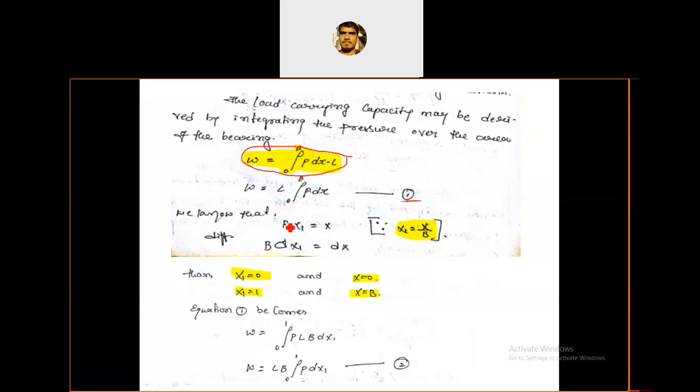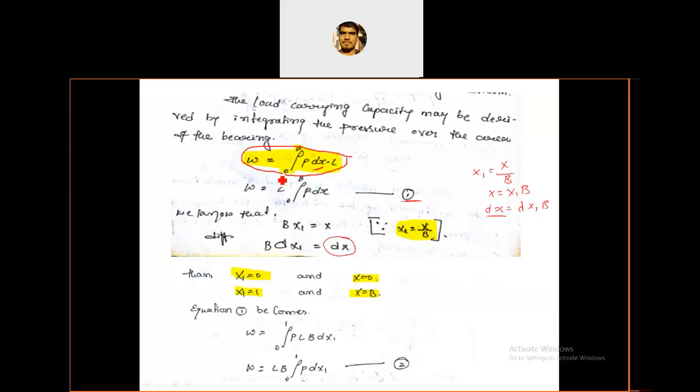We know from the previous equation that x1 is equal to x by b. We designated these terms. So x is equal to x1 into b, and if we differentiate, dx is equal to b dx1. Wherever dx is there, we replace it by b dx1.